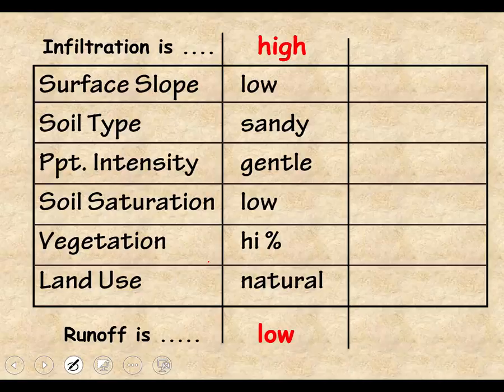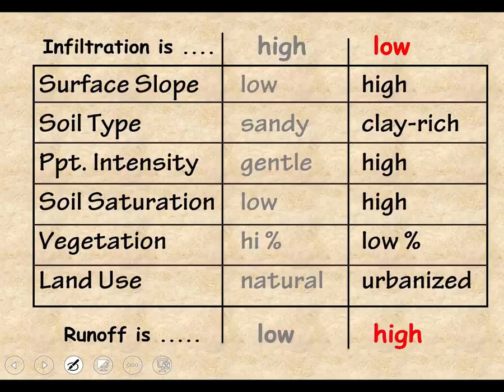Vegetation, the more vegetation, the greater the infiltration, because it tends to run off less. It makes the soils looser, etc. And land use, here I'm just going to say natural, because I'm going to compare that with urbanized land uses. That would be basically concrete, or making a significant portion of the area impermeable.